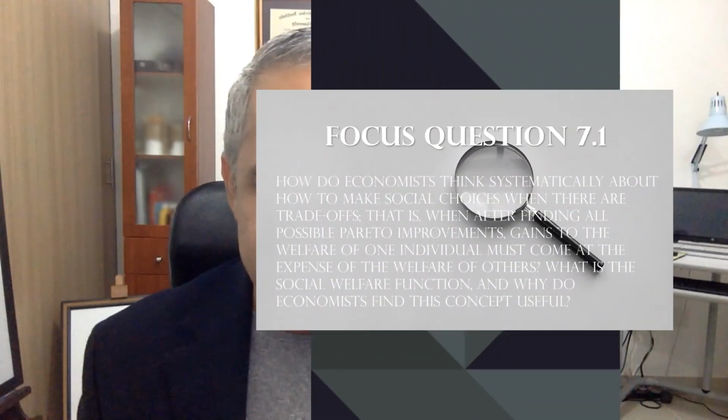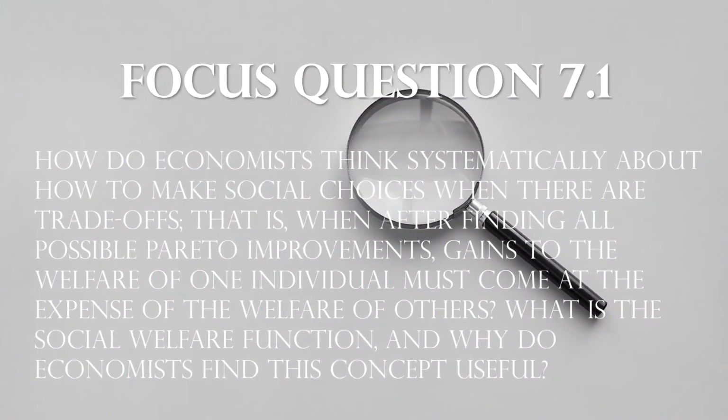Okay, so that's chapter 6. Now we go on to chapter 7, which talks about efficiency and equity. And here we get into a little bit more complicated discussion about what government can do, should do, to try and find the most equitable allocation, but also efficient.